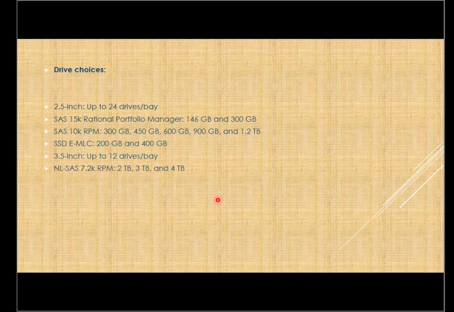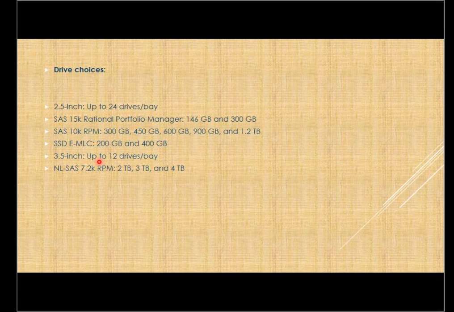So now what type of drives we can have? As I told you before, we can have mix and match of different kind of drives inside the expansion enclosure. In case of 2.5 inches drive, you can have up to 24 drives per bay. You can have SAS 15K drives with 146 GB and 300 GB, and the speed will be 15K. Then you can have SAS 10K RPM drives. The size of the drives are 300, 450 GB, 600 GB, 900 GB, and 1.2 terabytes. And again, you can have SSD drives, SSD eMLC, multi-layer cell drives. The size of the drives are 200 GB and 400 GB.